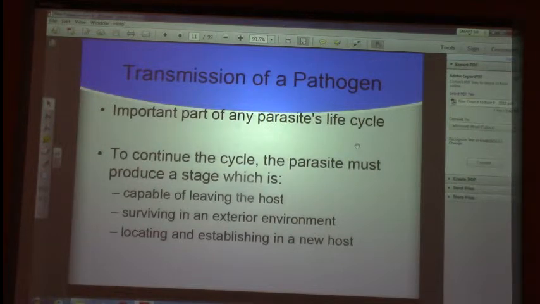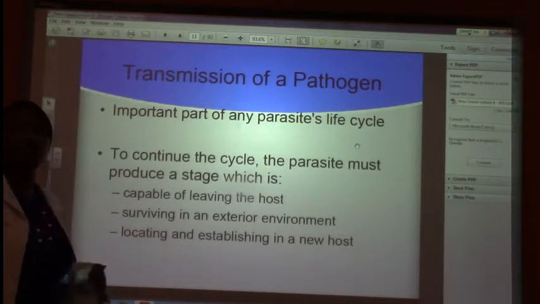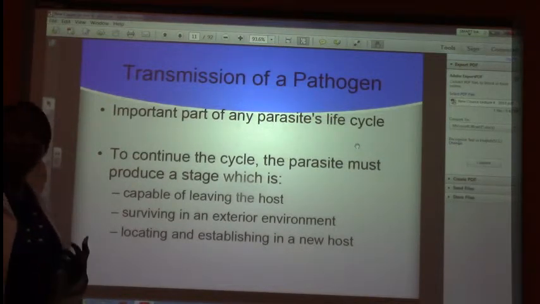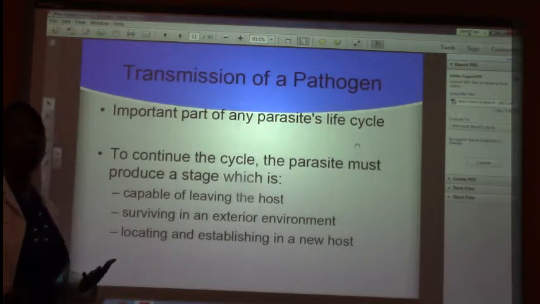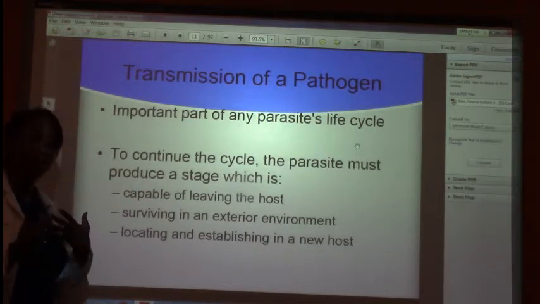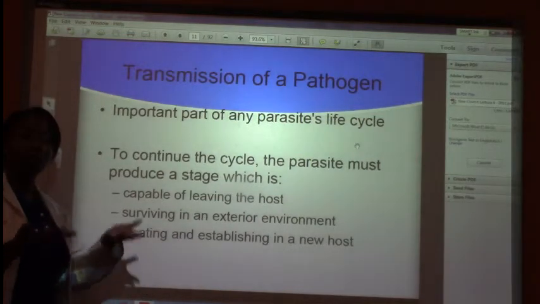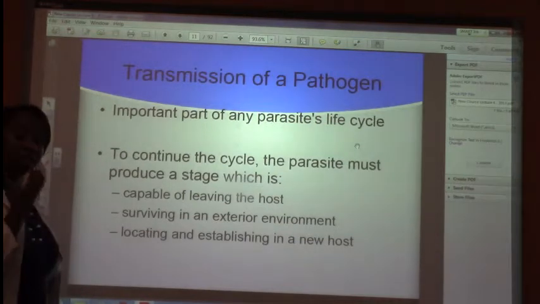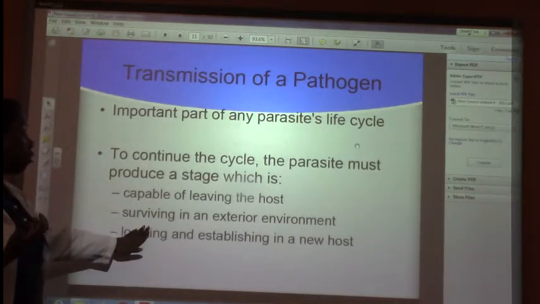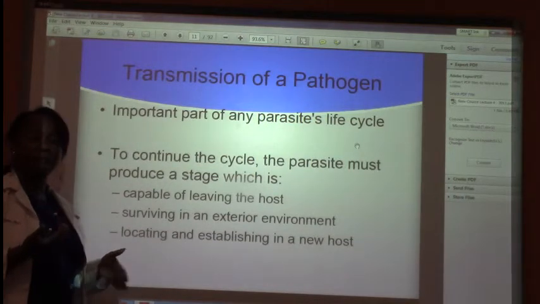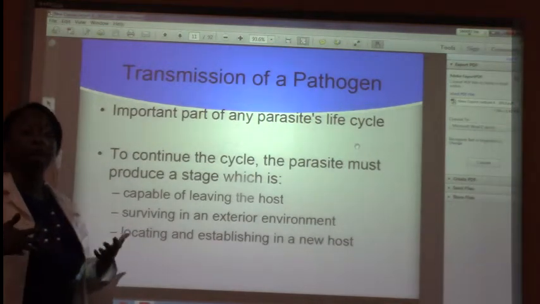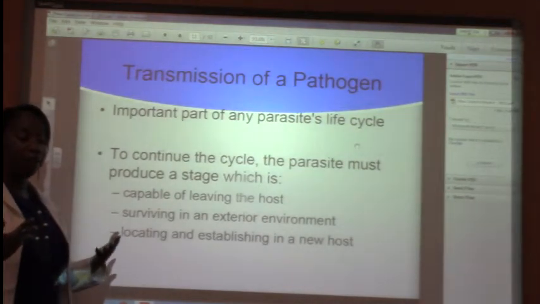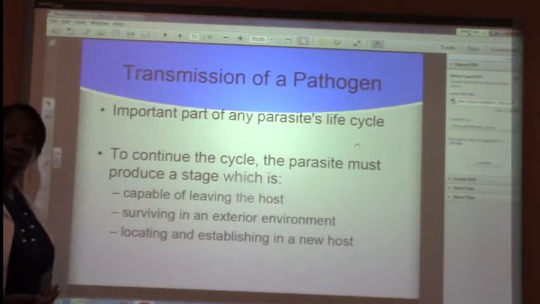So when it says here, capable of leaving the host, that means that the organism must be able to leave the host by some mechanism. Whether it's via the fecal route, or via bleeding out from an injury, or leaving via, say, the mucosal membrane, so if it's leaving via mucus. Next, it should be able to survive in an exterior environment. So again, it must be able to resist the outside environment, any conditions that may threaten its survival, so it can turn into a cyst.